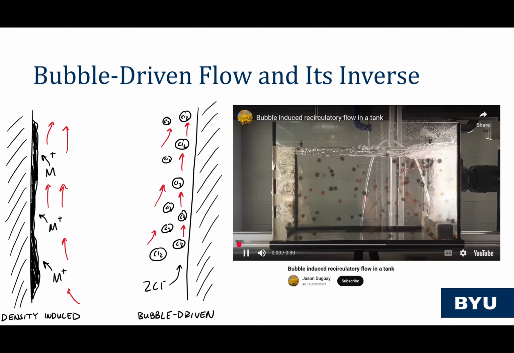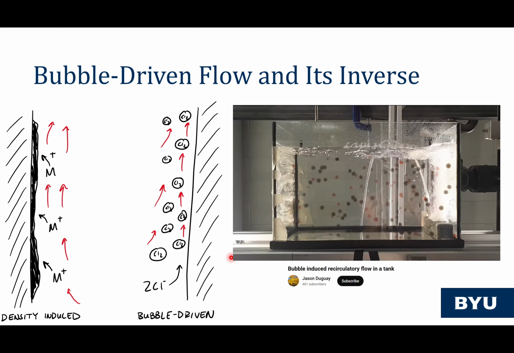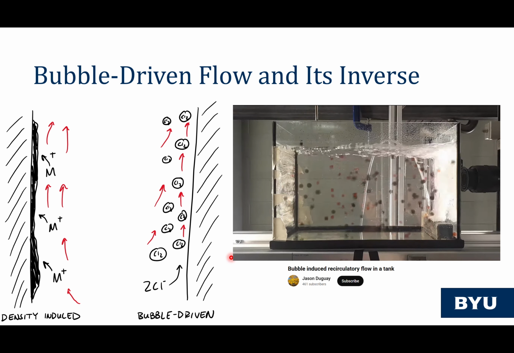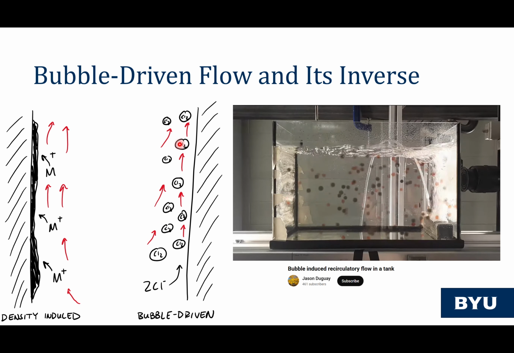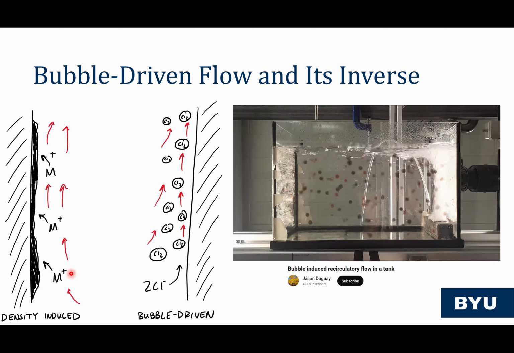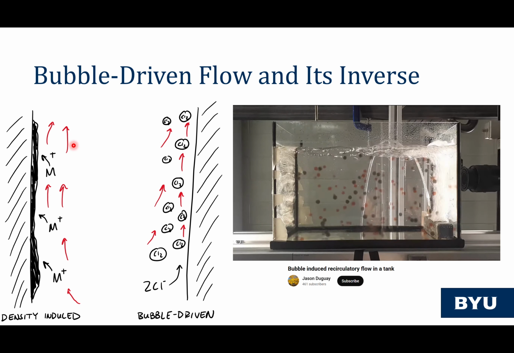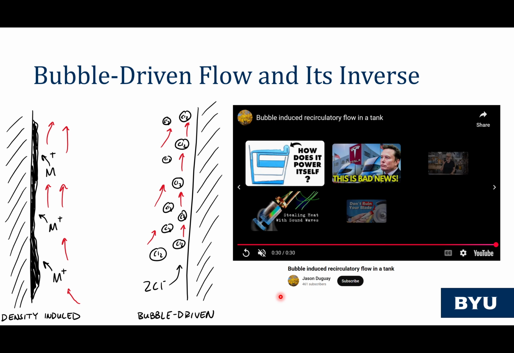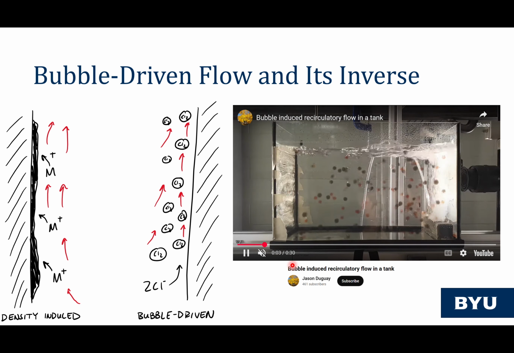So let's talk about some other ways that we can have bubble-driven flow, or convection. So if we're making bubbles, then the fluid will rise up with the bubbles, and this will cause convection. Likewise, if we're plating out a heavy metal, then the solution that we're depleting of these heavy metal ions becomes lighter, and so it will also flow up. Here, this is a nice little video by Jason Dugway showing how these bubbles induce convection in this tank.